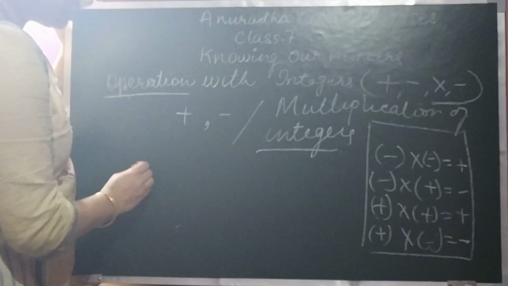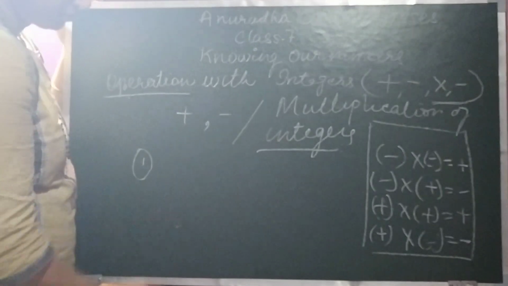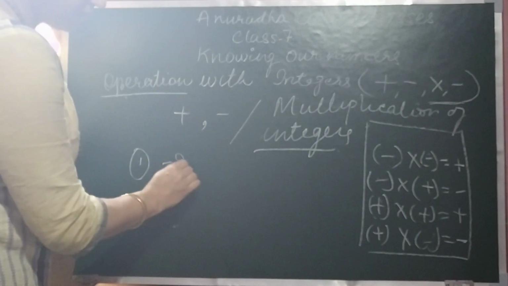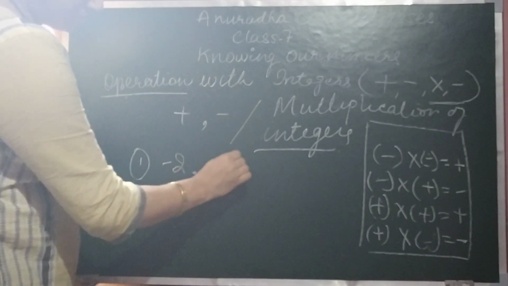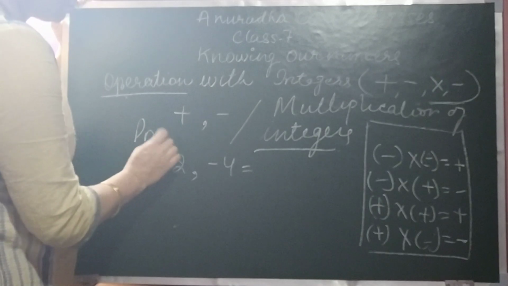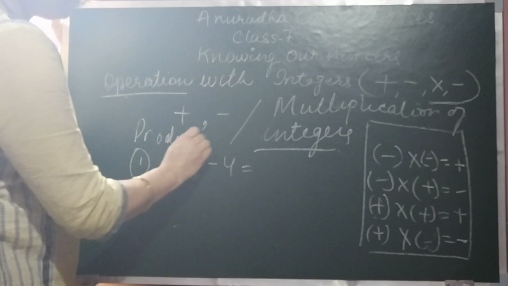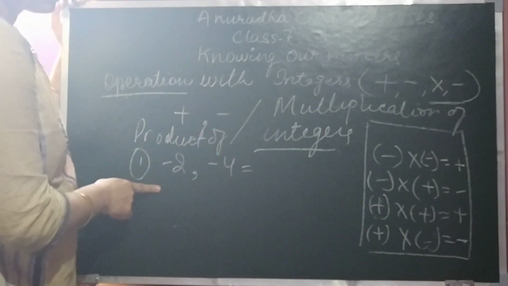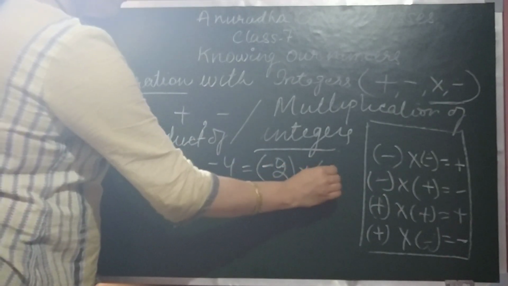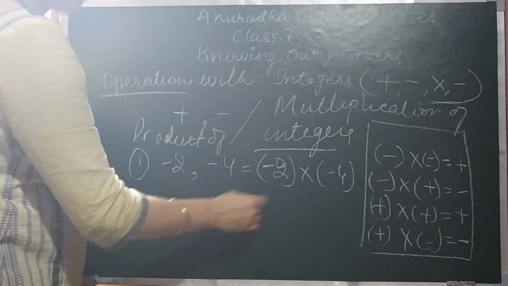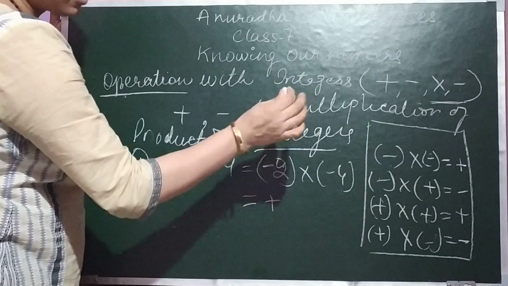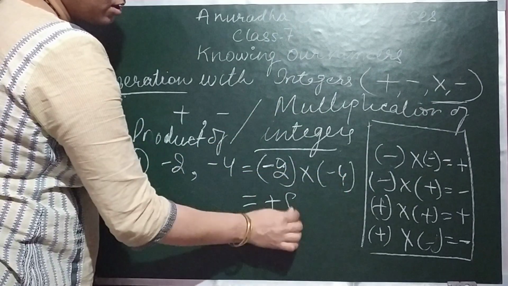Now, let us take one example. See, we have 2 integers. Suppose we have -2 and -4, right? So, what is the product of these 2 integers? So, it will be -2 into -4. Now, as the first rule tells, negative, negative, what is this? It is positive. Now 2 fours are 8, right?